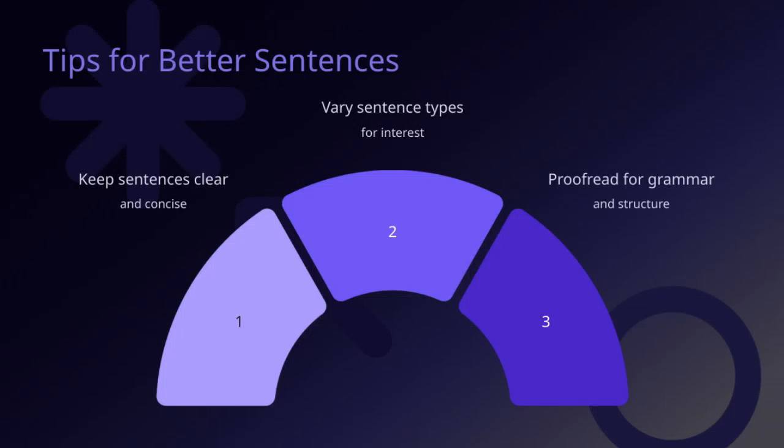Let's talk about some tips for crafting better sentences. First, it's important to proofread for grammar. This ensures your message is clear and professional. Second, aim for variety in your sentence structure. Mixing short and long sentences keeps your writing engaging. Third, be concise. Get straight to the point without unnecessary words. Fourth, keep your sentences clear. Clarity helps your audience understand your ideas easily. And finally, always try to connect your points to the overall theme of your presentation. These tips will help make your writing more effective and compelling.